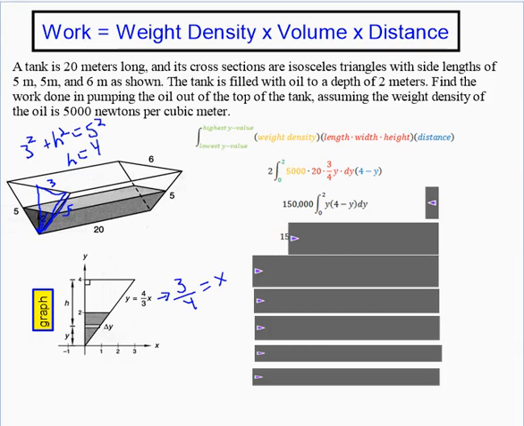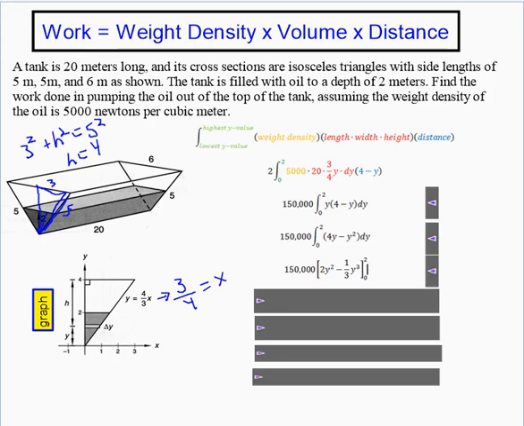We'll go ahead and distribute that y. So we have 4y minus y squared. And now we can find the definite integral. So this is 2y squared minus 1/3 y cubed. We can plug in our value 2.